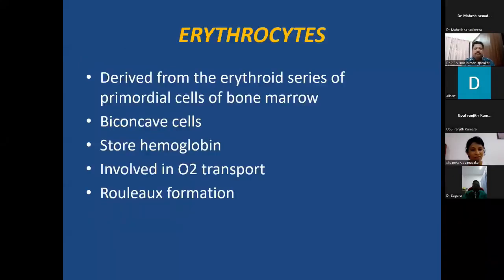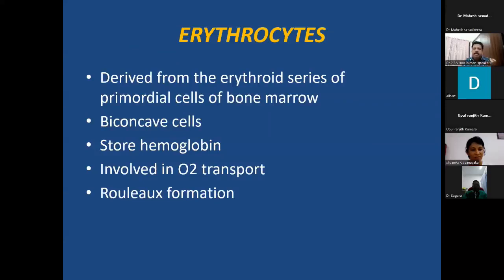Okay. Let us take erythrocytes. Actually, all these cells are derived from the bone marrow. So if there is no bone marrow functioning, no blood cells will arise, no blood cells will mature. So the erythrocytes have the erythrocyte lineage cells, leukocytes have the leukocyte lineage cells, and the thrombocytes have the thrombocytic series lineage cells.